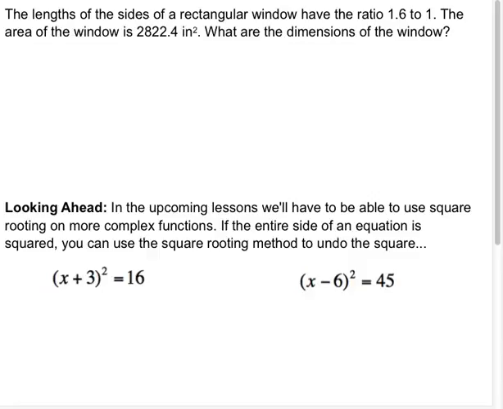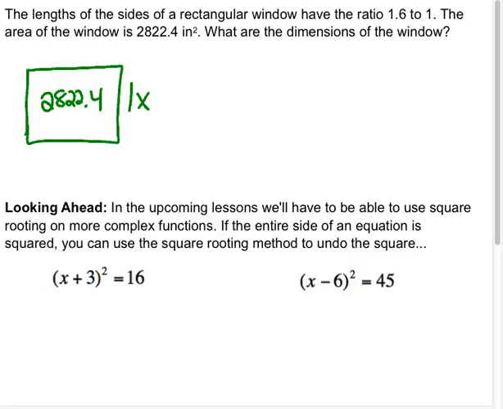So it's telling us we have this rectangular window, okay, with an area of 2,822.4, and it's giving us the ratio, okay? So one side is going to be 1x and 1.6x. The other one is going to be 1.6 times bigger than the other one, okay?